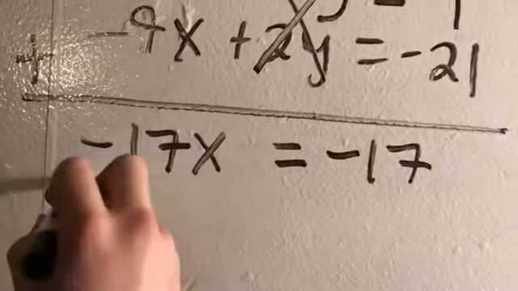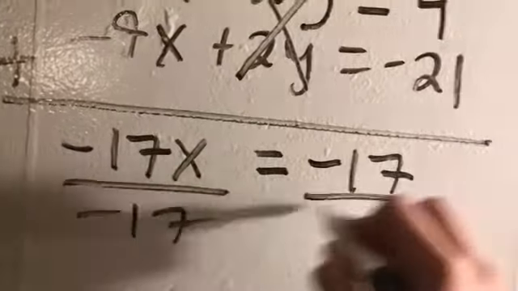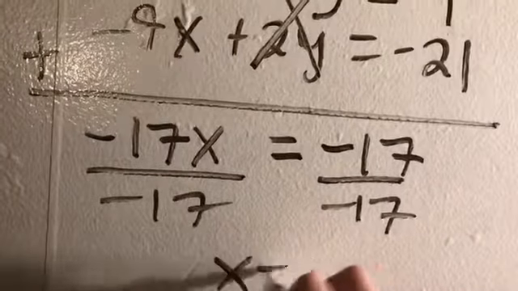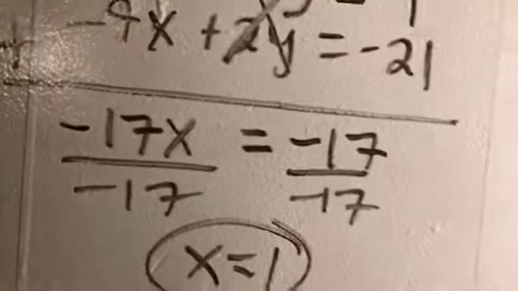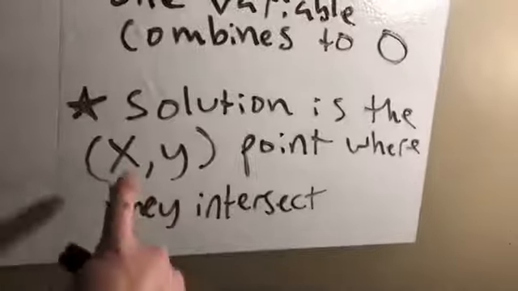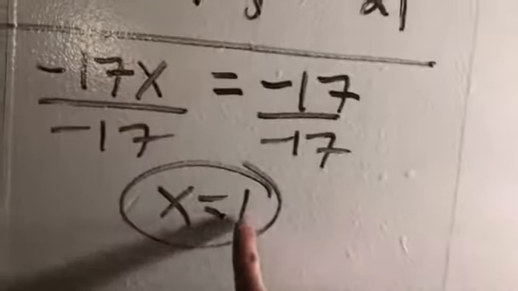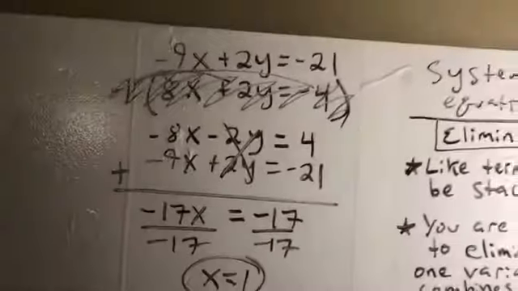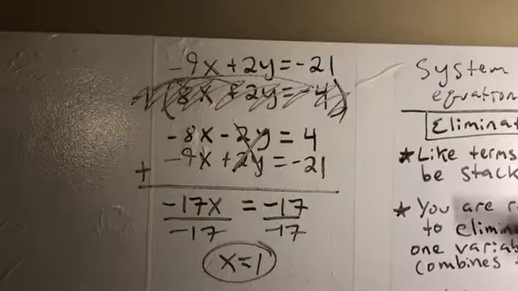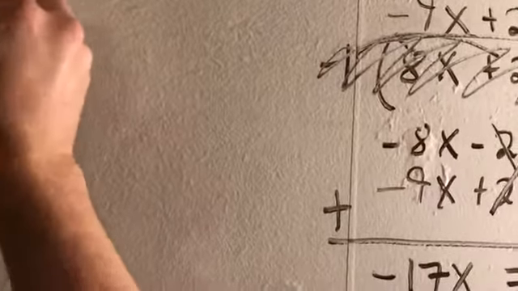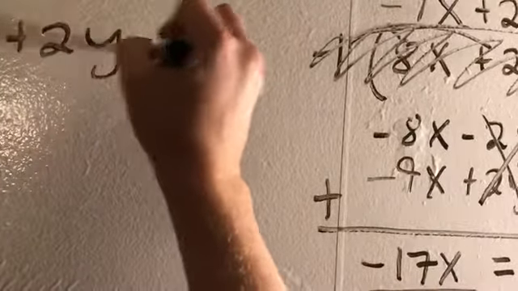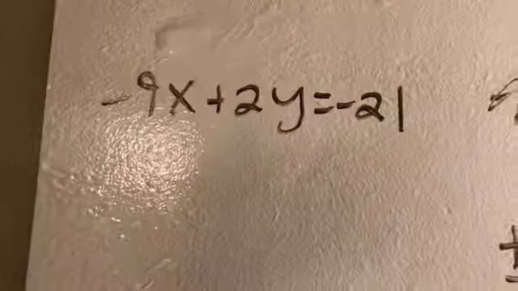Negative 17x is multiplication, so the opposite is division. And so x will equal positive 1. We are not done unless we have the x and y point of the intersection. So I need to go take that 1 and plug it back into one of the originals. So I'll choose this top one. Negative 9x plus 2y equals negative 21.